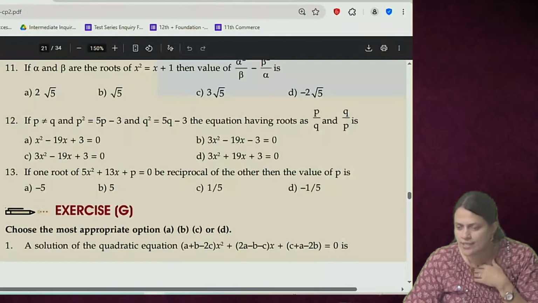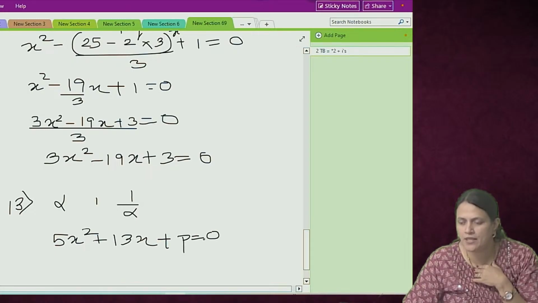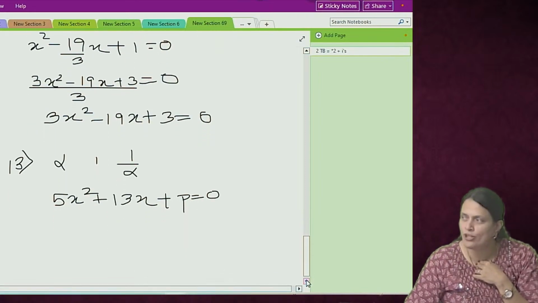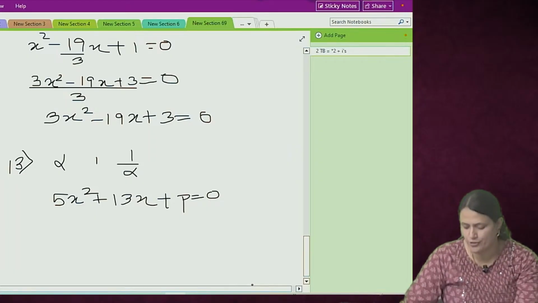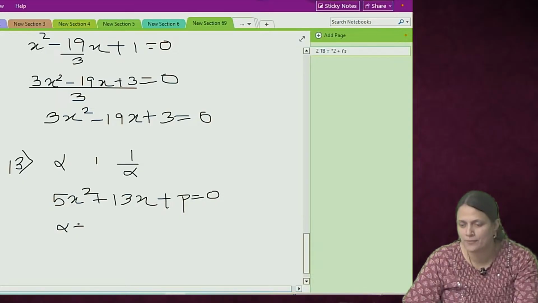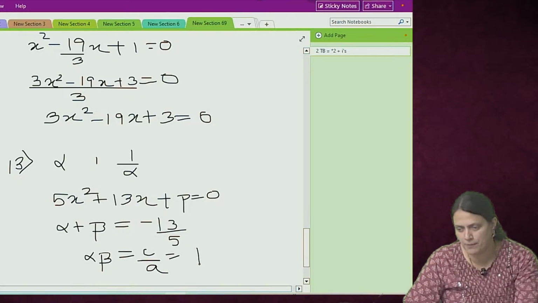Now the equation that is given to us is 5x square plus 13x plus p is equal to 0. So now compare it with the original equation. If we say alpha and beta are the roots, so alpha plus beta is going to be minus b by a, so minus 13 by 5. And alpha beta is c by a. So that is going to be p by 5.